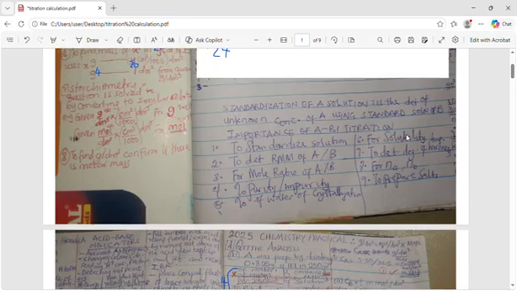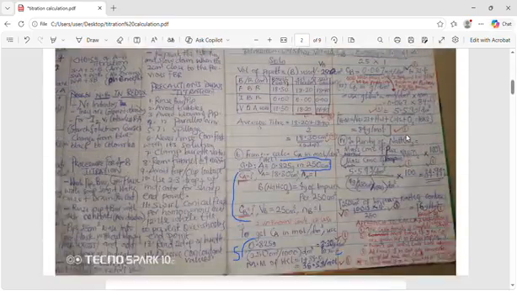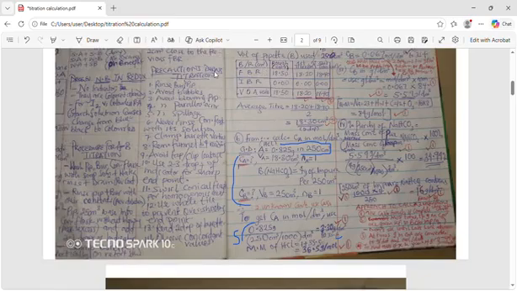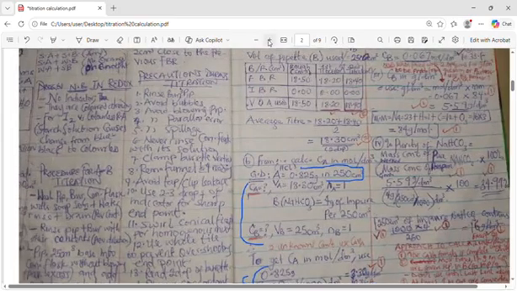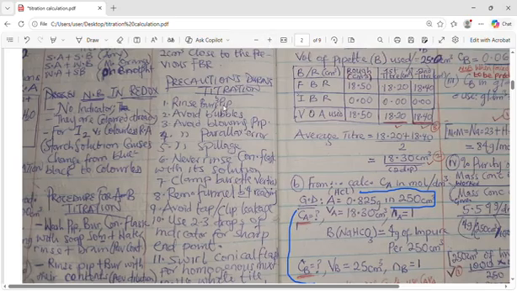Then the second conclusion is precautions. When you are doing your titration, what are the precautions that must be taken? One, rinse your burette and pipettes so that you can get good result. Avoid bubbles. Bubbles also affect result. Bubbles in your pipette and burette.